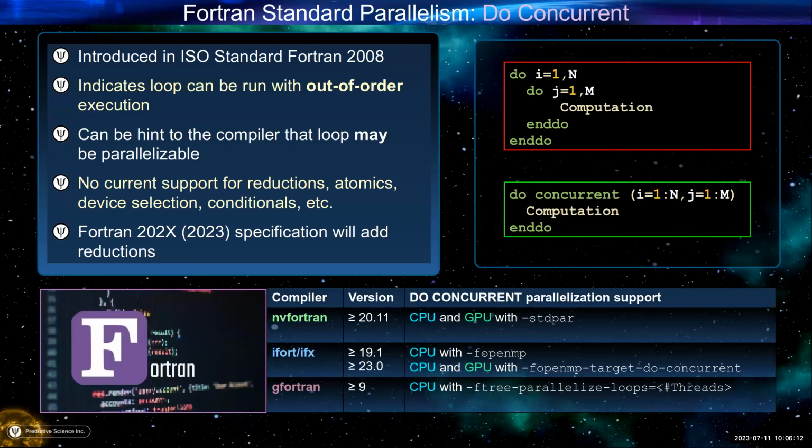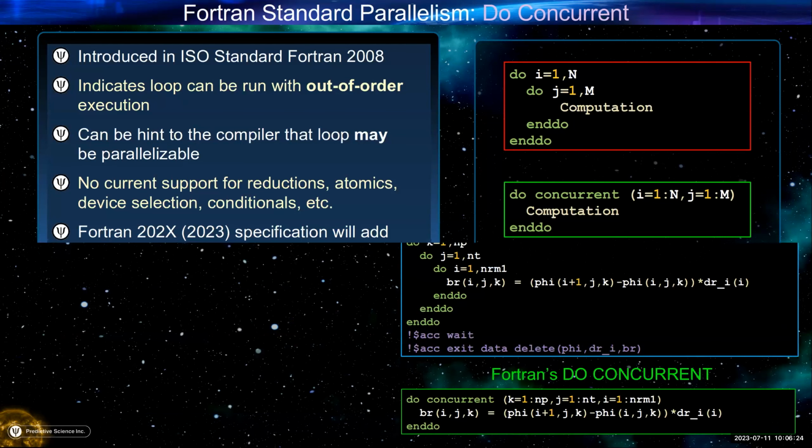So here's just a quick example of some compiler flags on how to activate do concurrent parallelism in NV Fortran, IFX, and GFortran for CPUs and GPUs where applicable. You can just refer to this later.